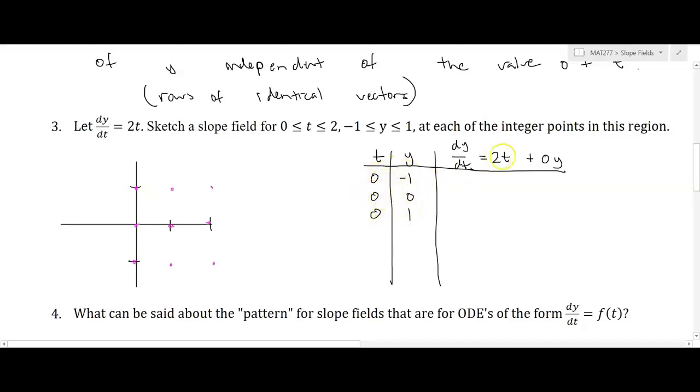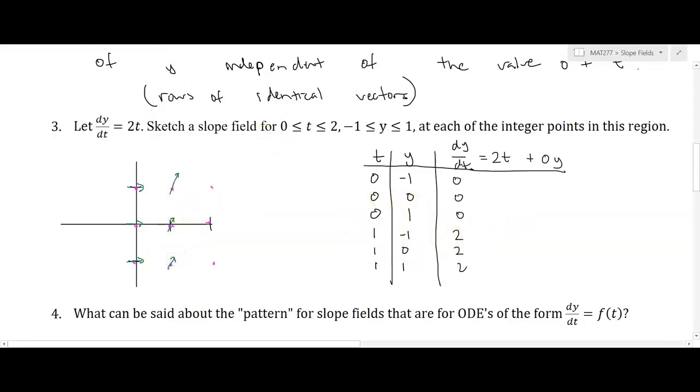For all three of these ordered pairs, 2 times 0 will be 0, plus 0 times whatever y is, will still be 0. So we cannot call these equilibrium points, because equilibrium points are the value of the dependent variable, but all three of these vectors would point horizontally. Now, when t becomes 1, and I look at 1, negative 1; 1, 0; and 1, 1, 2 times 1 is 2, so for all three of these points, we're going to have a slope of 2, which I'll just kind of draw like that.